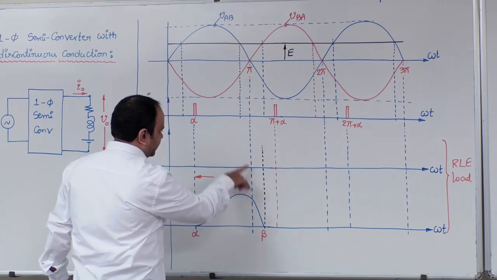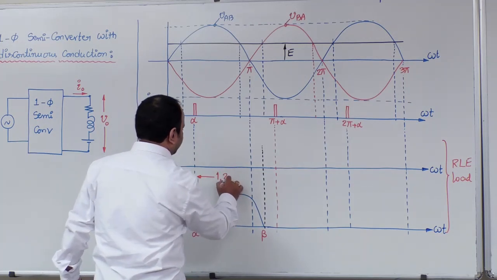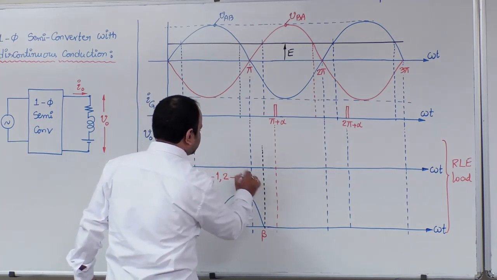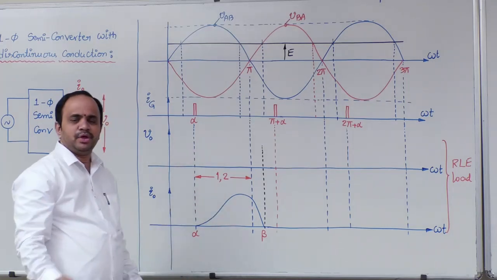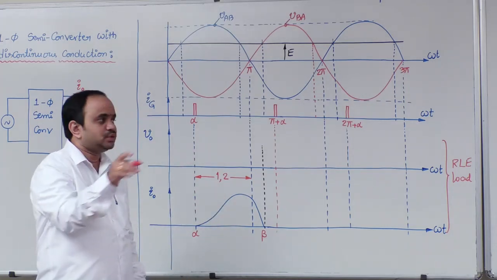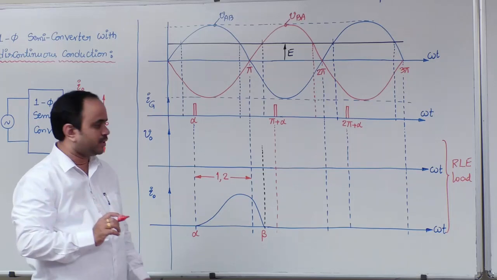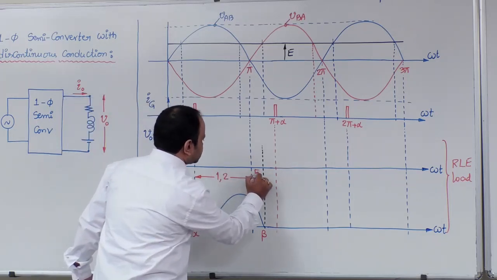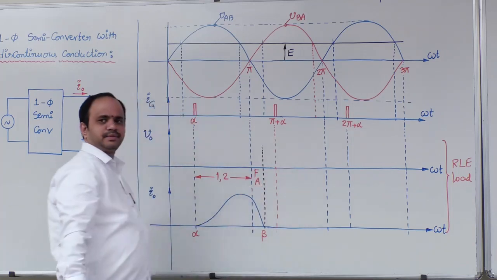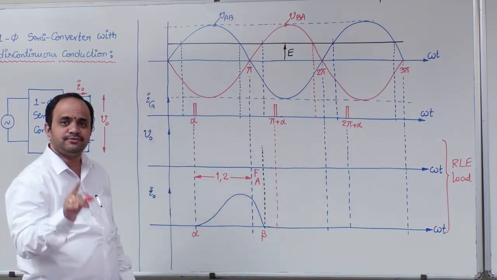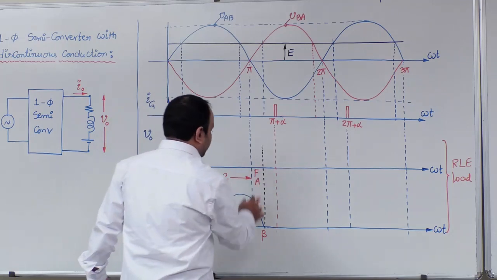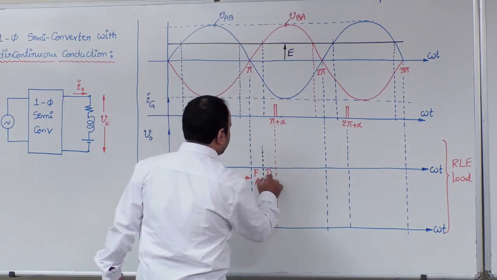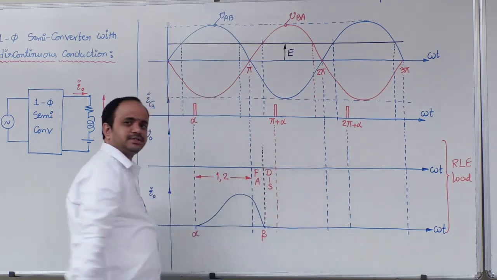From alpha to pi, the conducting devices are at first and second position. What are the device names? You can get it through the table. From pi to beta, there is a freewheeling action. From beta to pi plus alpha, it is discontinuous conduction.